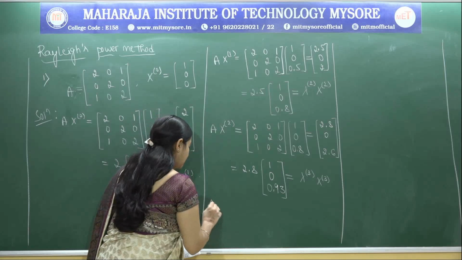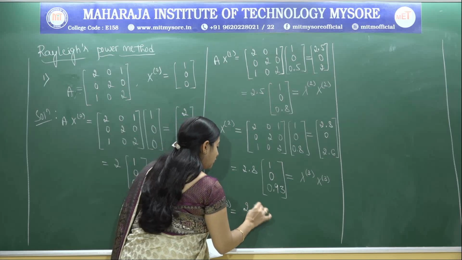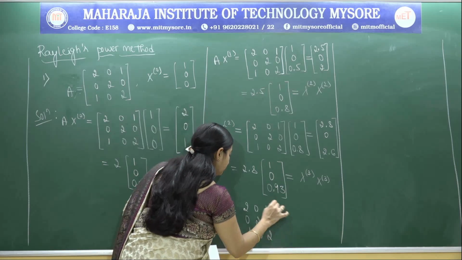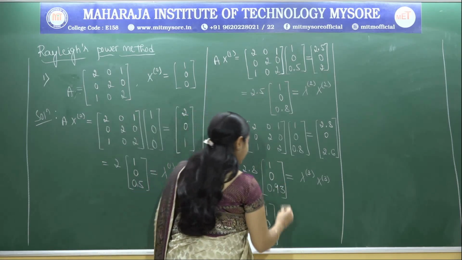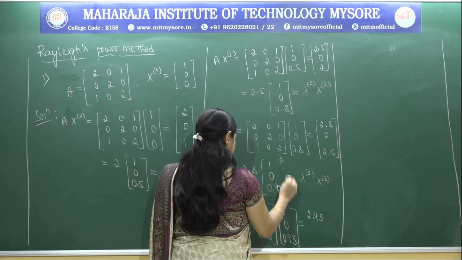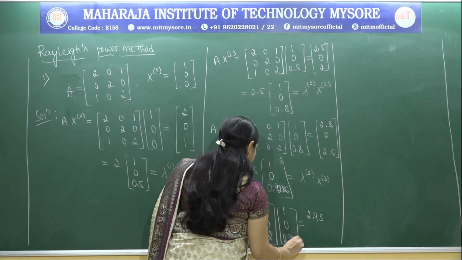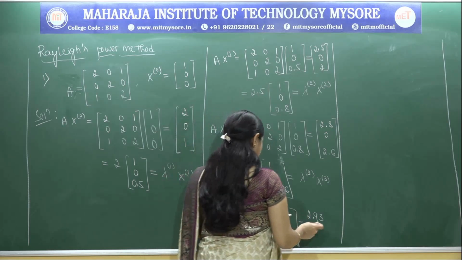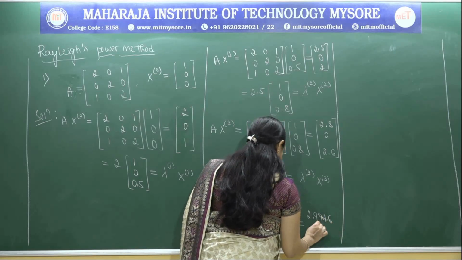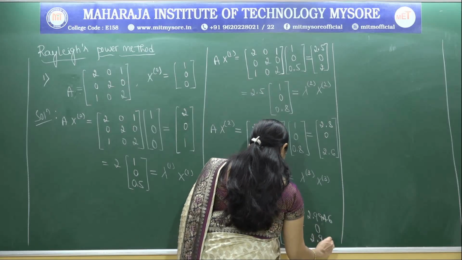So the next matrix multiplication Ax with the third iteration matrix, it is [2 0 1; 0 2 0; 1 0 2] with the third iteration matrix 1, 0, 0.9286. Then take the matrix multiplication, you will get 2.9946. The second entry is 0. The third one, it is 2.97.